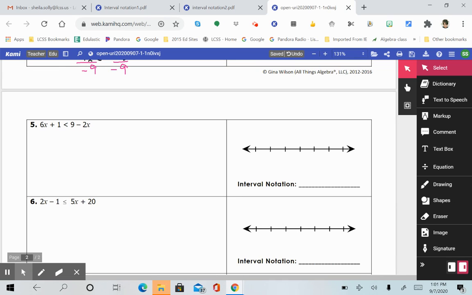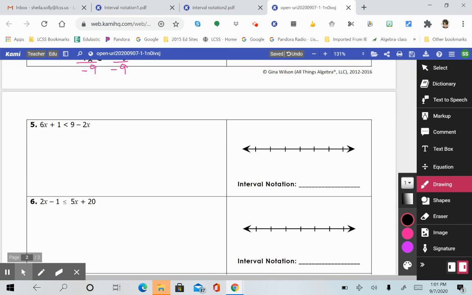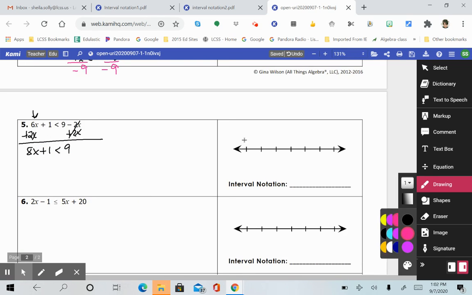All right, number 5, we have variable on both sides. So remember, we always want to do variables first, and we want to always keep the variable on the left when possible. That means we need to get rid of this minus 2x. The opposite of minus 2x is plus 2x. So we have 8x plus 1 is less than 9. Now we subtract 1 from both sides, and we get 8x is less than 8.